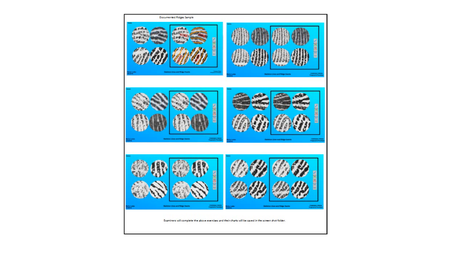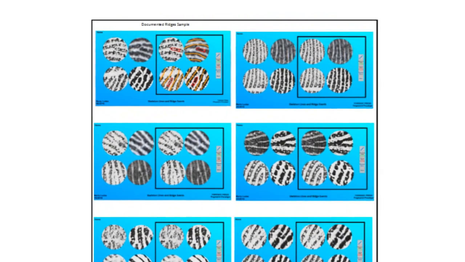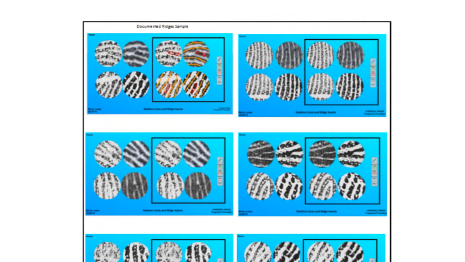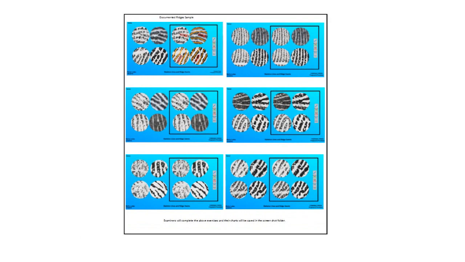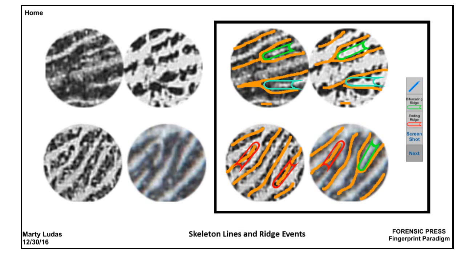After the sketching exercise, you will draw skeleton lines and ridge events with the Paradigm toolbar. Red call out for an ending ridge and green call out for a bifurcation. The lines are traced with the orange line on the toolbar. Left click on the line tool, right click to erase. Go ahead and laugh about Zach's toolbar, but I think this looks pretty good.